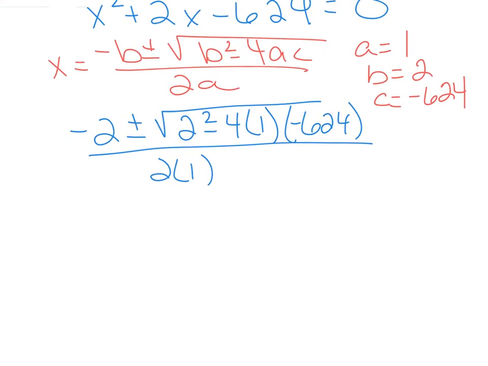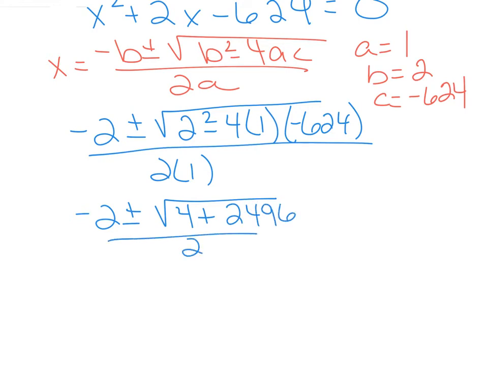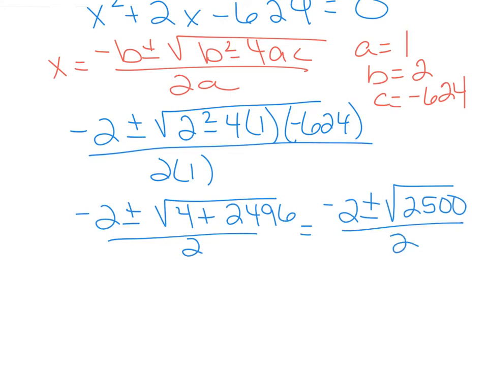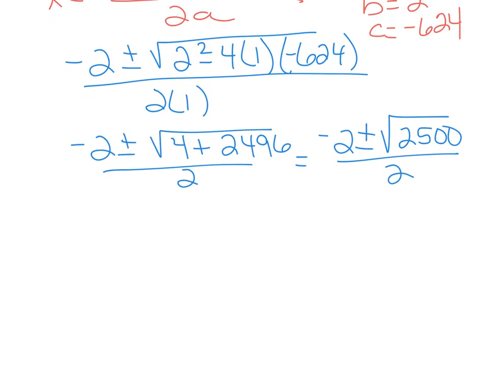Simplifying, we have negative 2 plus minus the square root of 2 squared is 4. Then I have negative times negative makes positive. 4 times 1 is 4. 4 times 624 is 2,496 over 2. So negative 2 plus minus the square root of 2,500 over 2. And you could put that 2,500 into your calculator, or you might know already that's a perfect square. The square root is 50.